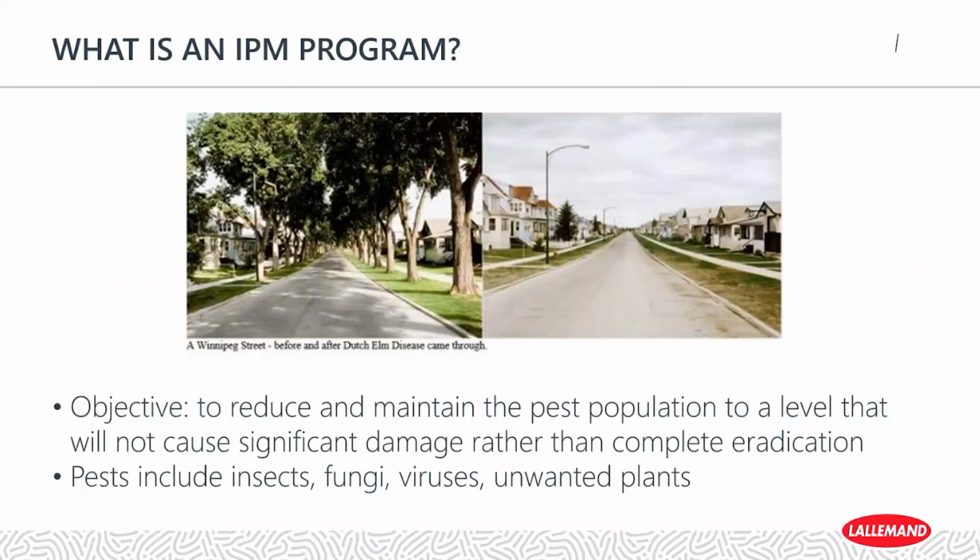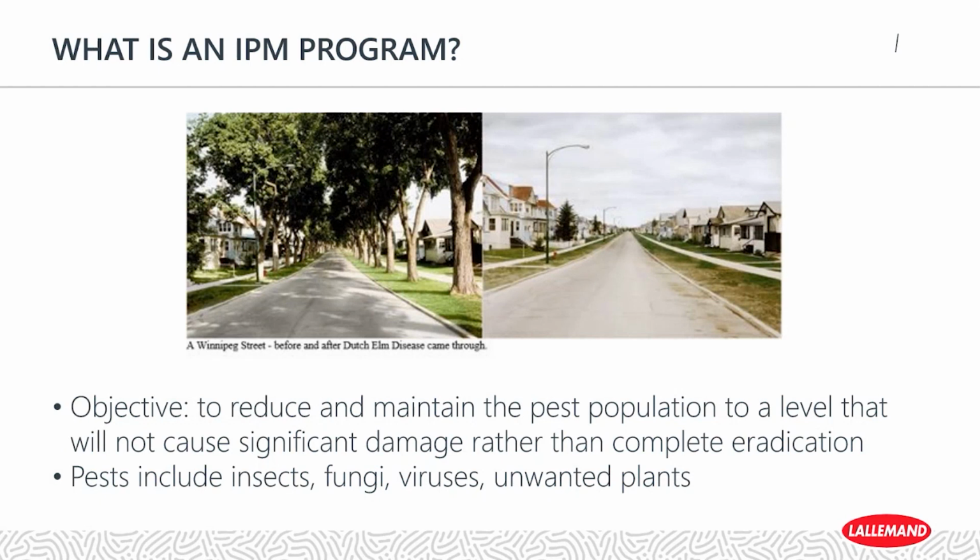The concept of an IPM program has been around for decades, and it's applied to many sectors, including agriculture, horticulture, nursery, golf course and turf management, urban pest management, and forestry. Pests are often associated with insects and rodents, but in the forestry sector, it may also include unwanted vegetation like buckthorn or fungi like Dutch elm disease or oak wilts.